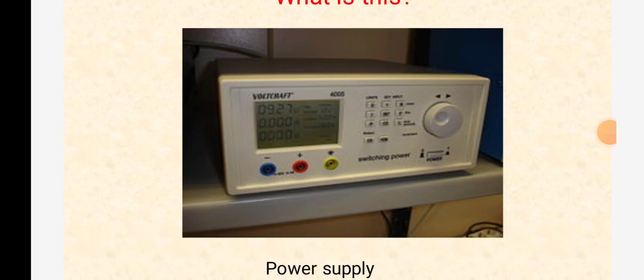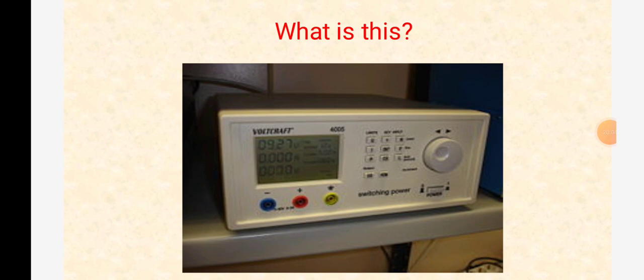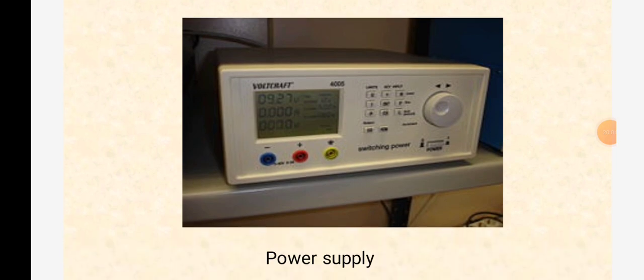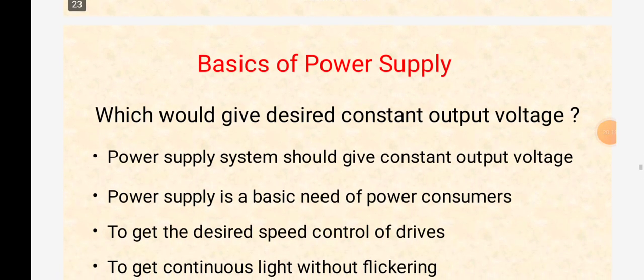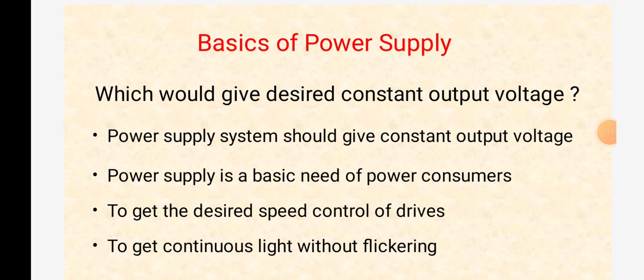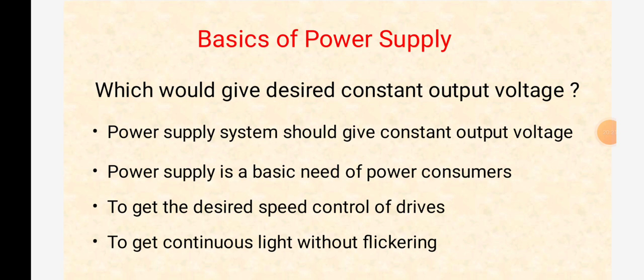So this is the power supply figure. Basics of power supply, which would give desired constant output voltages. So the power supply system should give constant output voltage. Power supply is a basic need of power consumers to get the desired speed, control of drives, and to get continuous light without flickering.